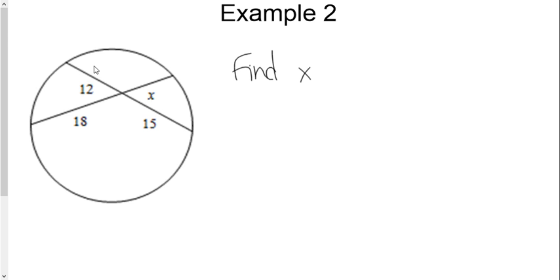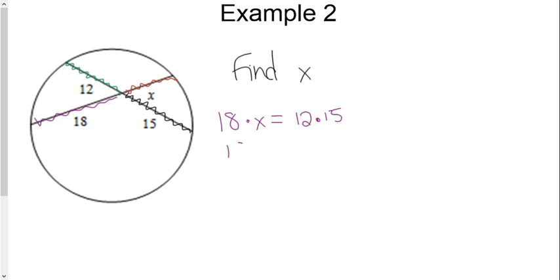In this case, I have two chords where one is 12 and 15, the other one's 18 and x. So 18 times x, because this is one part of the chord, and then I have another part of the chord, and that is going to be equal to 12 times 15. That's because 12 is this part of the chord, and 15 is that part of the chord. So again, just multiply the parts.